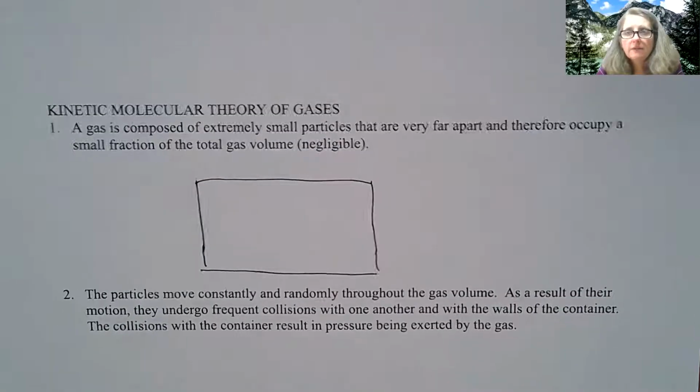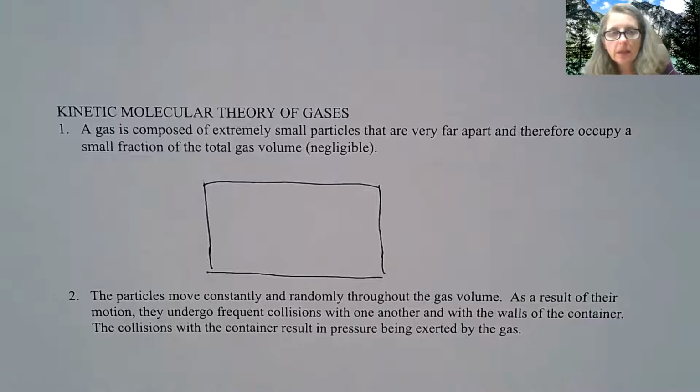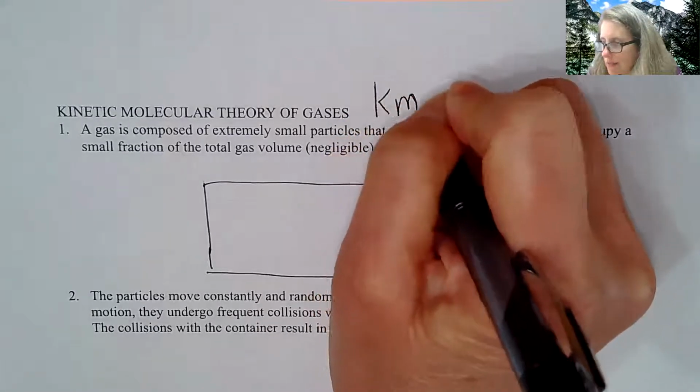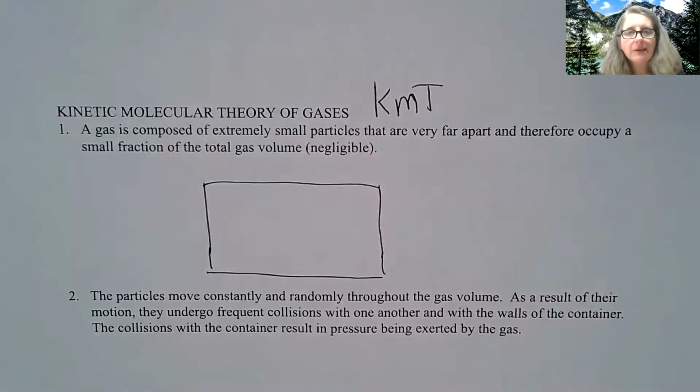So chapter 10 is going to focus on the theory behind how we can essentially believe the ideal gas law and believe all of the calculations that we're focused on here. It's called the kinetic molecular theory of gases, and you sometimes see it abbreviated as KMT.